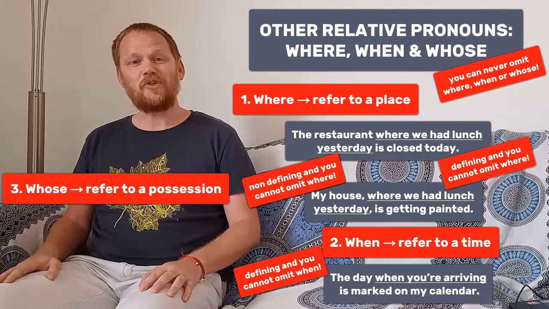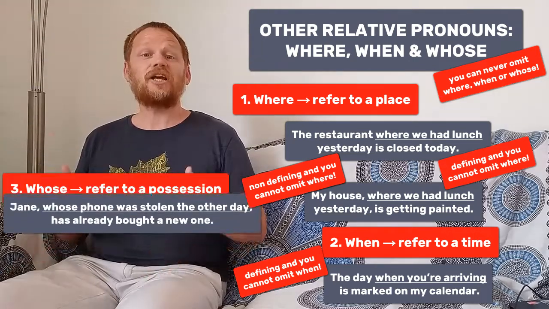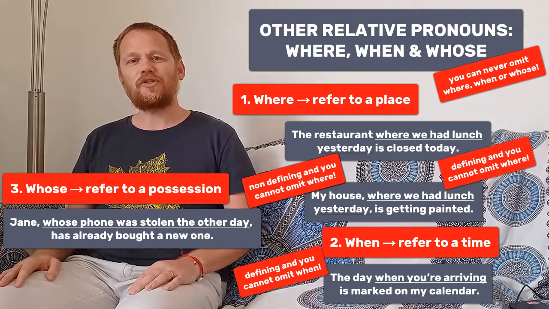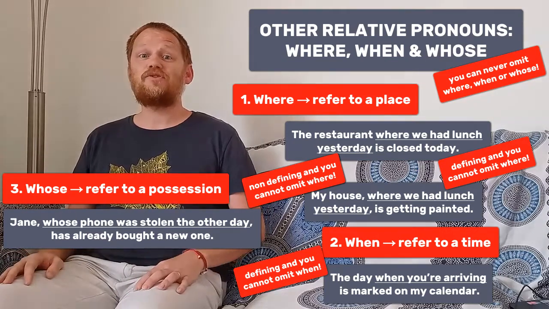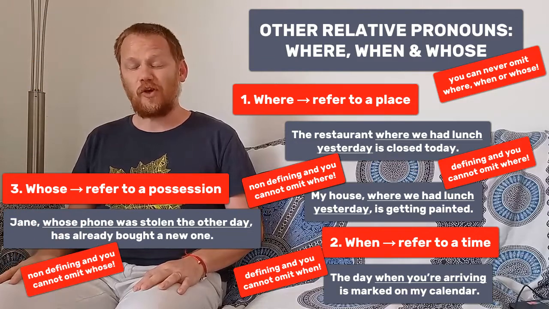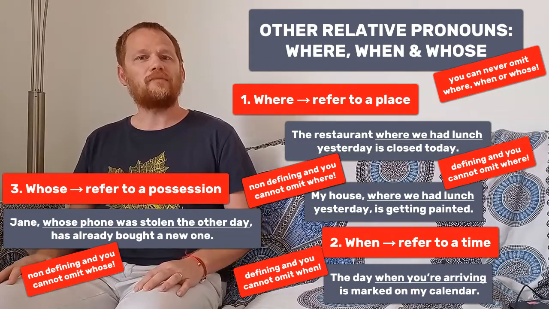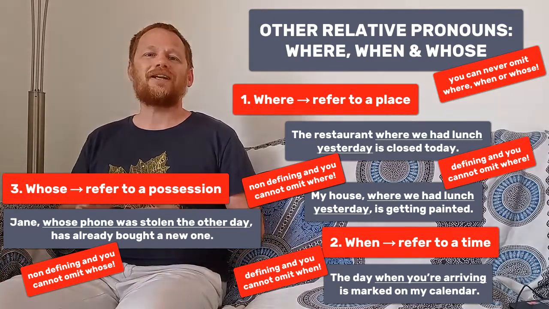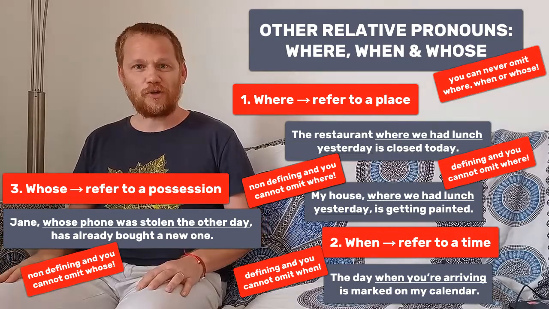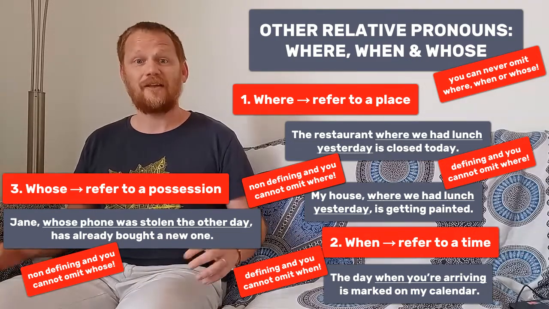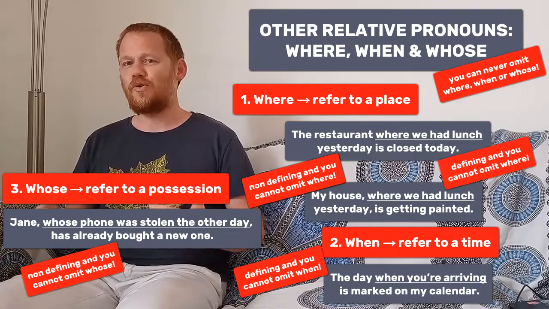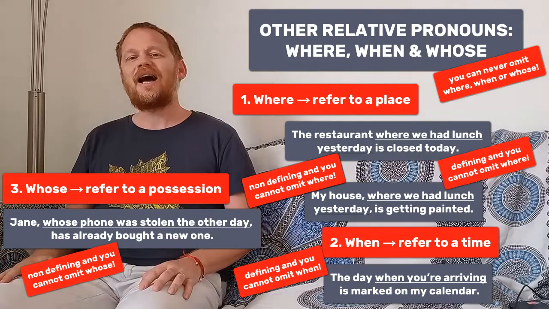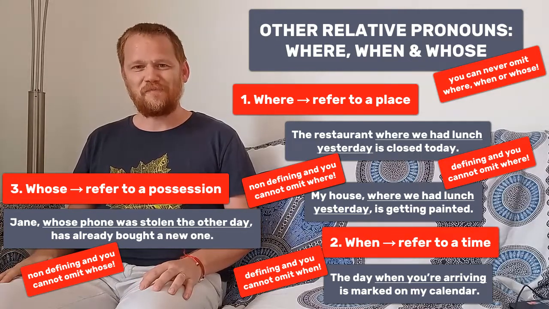And the last example using whose. Jane, whose phone was stolen the other day, has already bought a new one. In this case, we use a non-defining relative clause because we know we're talking about Jane and her possession, okay? And again, we cannot omit the question word, in this case, whose, okay? We need to use whose. Jane, whose phone was stolen the other day, has already bought a new one, okay?